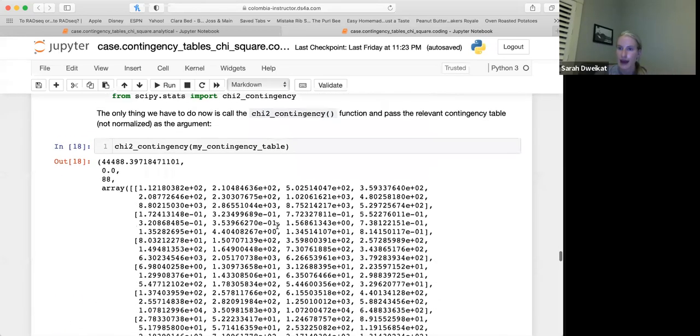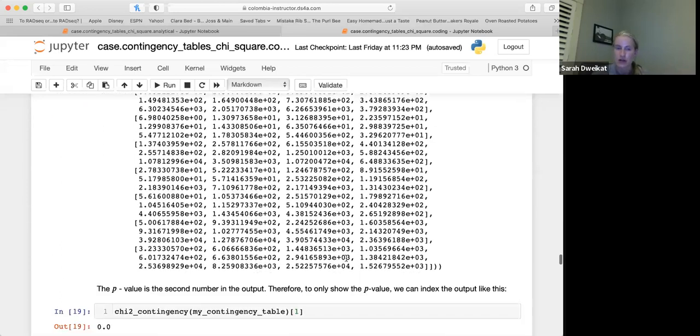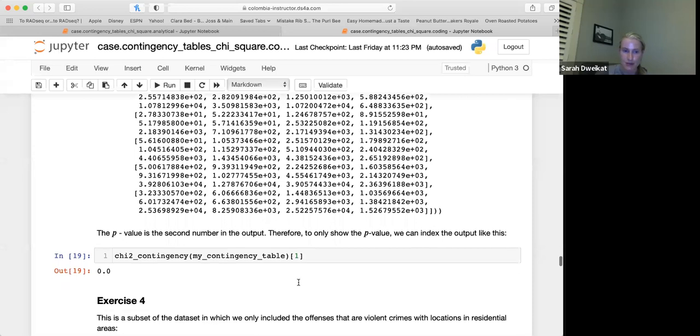Now, this is a lot of output, right? It's giving you a lot of different numbers here, and this whole array of your null hypothesis table. But what if we just wanted to know the p-value? That's what we care most about. Is this a real relationship? Remember our crime and our locations. Is there a real relationship there? We can just output this p-value by saying we just want the second value. Remember that Python counts things 0, 1, 2, 3. So if we wanted the second value, we would say the number 1. So we just use that chi2_contingency, and then we output the p-value.